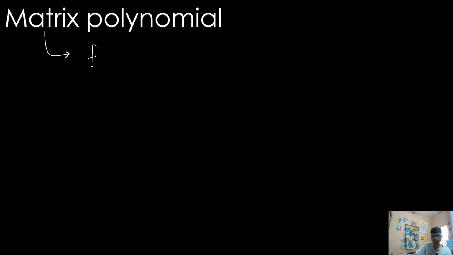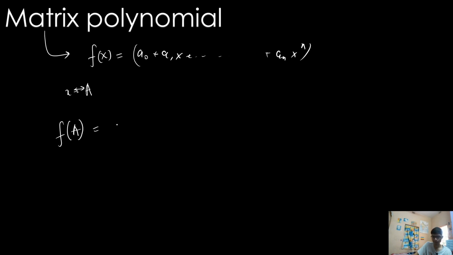For example, there is a function represented in terms of an unknown variable x, that is a0 plus a1 times x and so on up to an times x to the power n. This is a polynomial equation involving the unknown variable x. Similarly, if we replace x with a matrix, then we actually get a value. If we put a matrix in place of x, then we get another important polynomial.